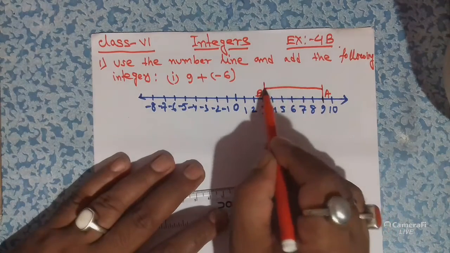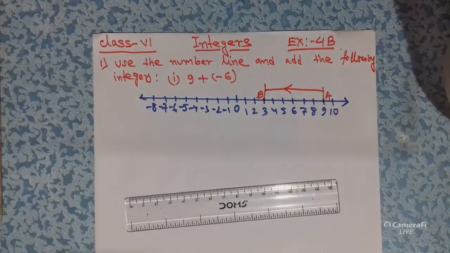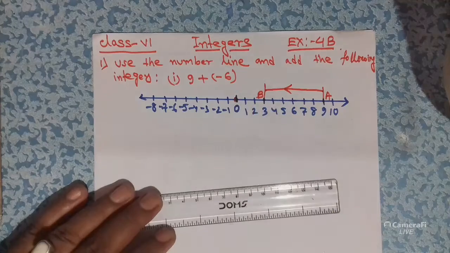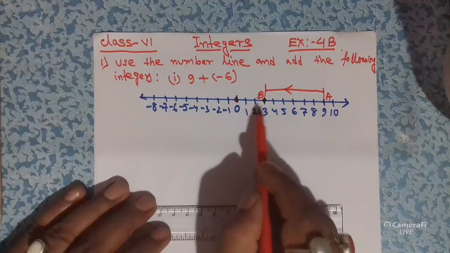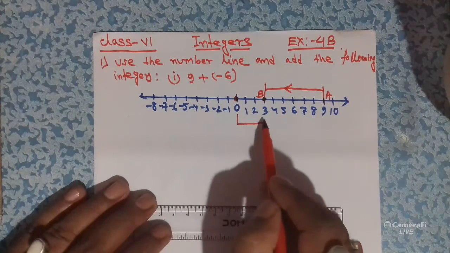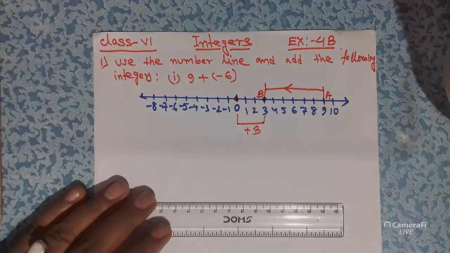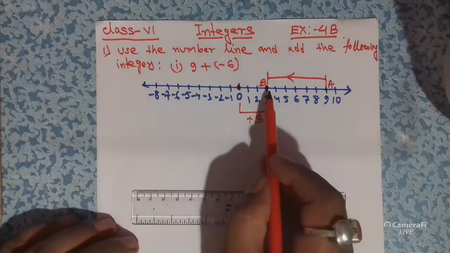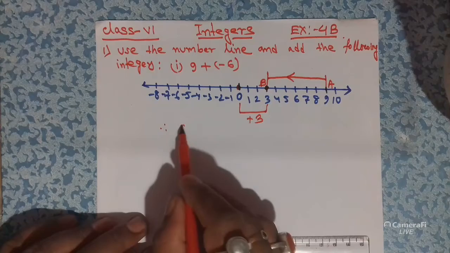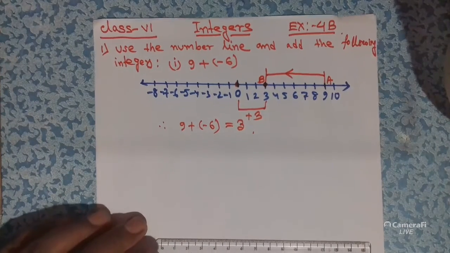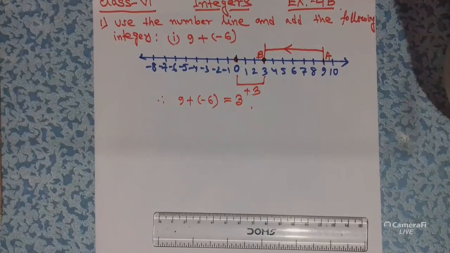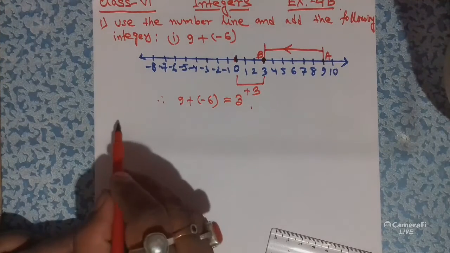So you move towards left now. Okay, now 0 is the starting point and your final position is B. So how far are you from the starting point now? 1, 2, 3. So this is plus 3. Because your position is B, we write the answer: 9 plus minus 6 is equal to 3. I hope you understood, students. Now I am going to show you another one.